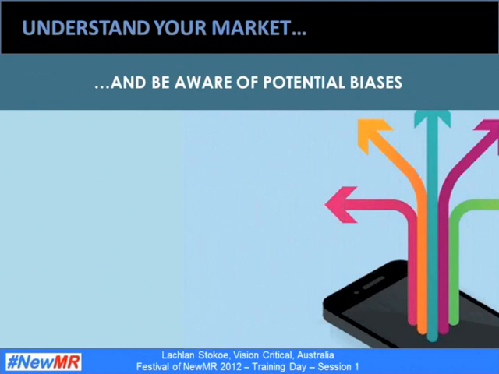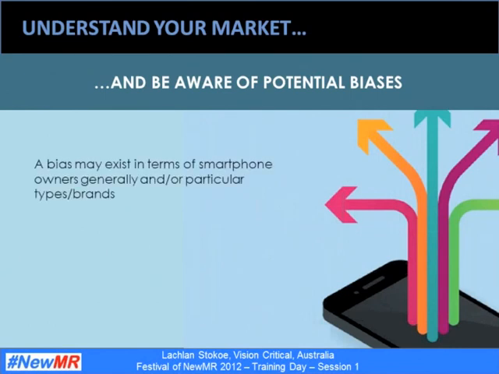I think this is largely a given with any research, but it's worth raising again here in the particular context of mobile. And that's that you need to understand the market you're researching and be aware of any potential biases that exist. Consider at the very start of your design process any biases that may exist in terms of smartphone owners generally, or particular brands or types of smartphone that could impact your data. Sometimes these may work in your favour in terms of being able to find people that might be difficult to reach through other mechanisms, but other times they may work against you in that you only end up reaching those people that you're not really that interested in talking to.